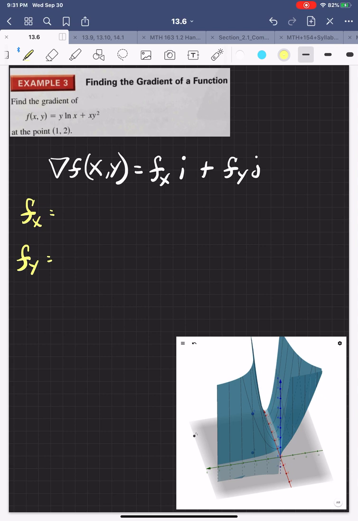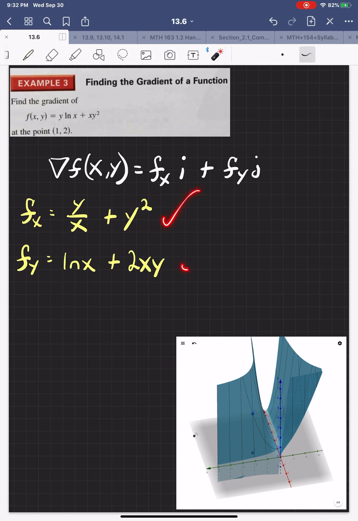Again, you should be fairly good at taking partial derivatives at this point. If you take the partial with respect to x, remember the derivative of ln x is 1 over x, so the partial with respect to x should be y over x plus y squared. And then if you take your partial with respect to y, this is going to be ln x plus 2xy.